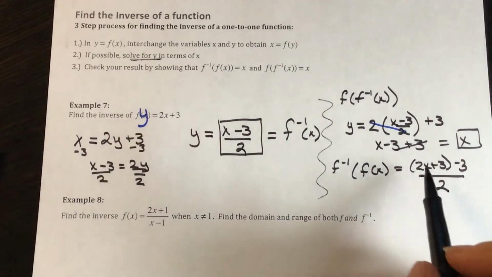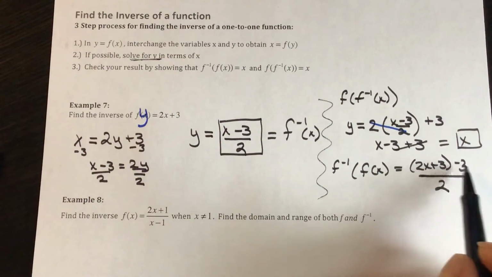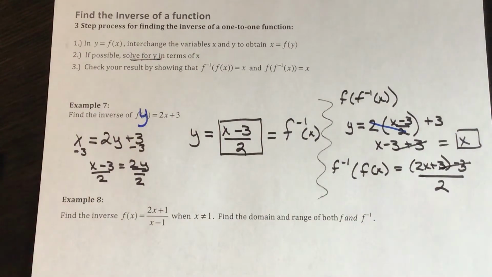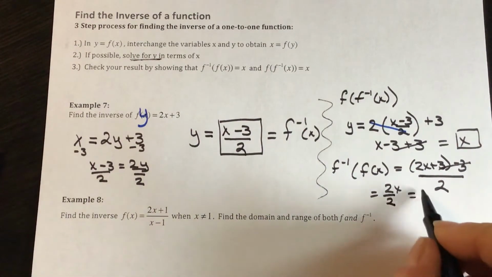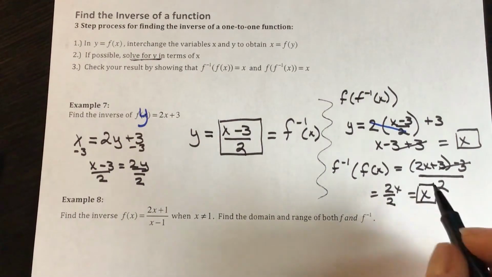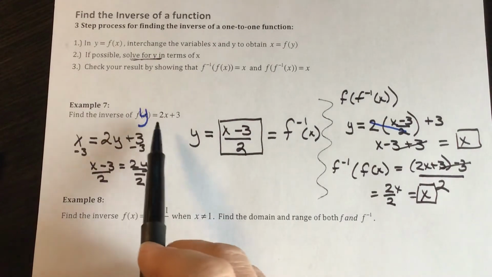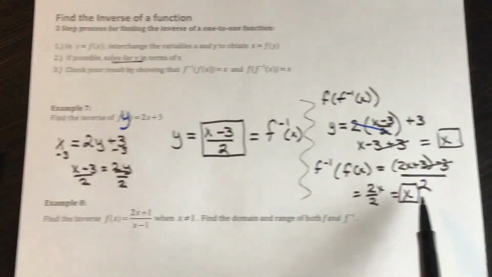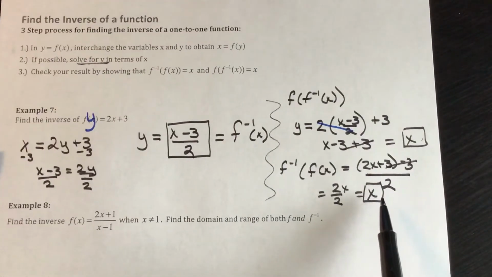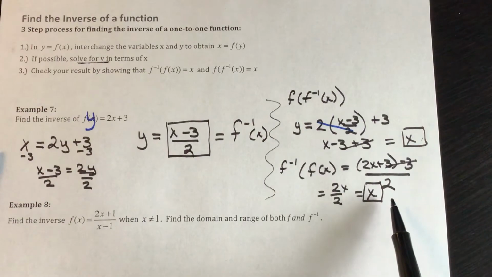All right, so 2x plus 3 minus 3, those are going to cancel, and I have 2x over 2, which just gives me x. So this shows me that for this function, this is the inverse function, because the composition of both of those functions gives us x.